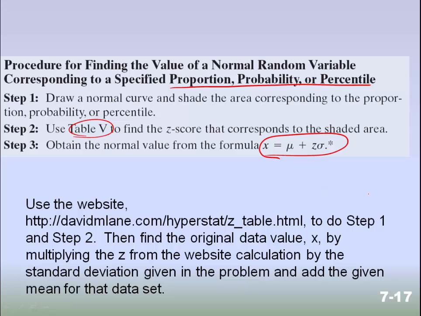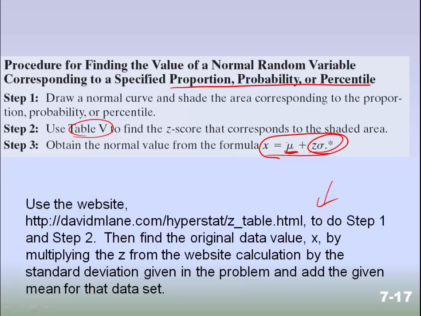Use the website we've been using to do step 1 and 2. So we're not going to use any tables. We're going to use this website or a calculator if you're using a calculator. Then find the original data value x by multiplying the z from the website calculation by the standard deviation. That's what's going on here. The z-score times the standard deviation, and then you add the mean back to that, and that turns it back into an x value.